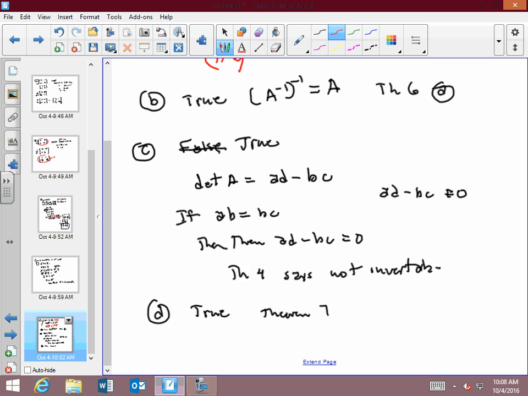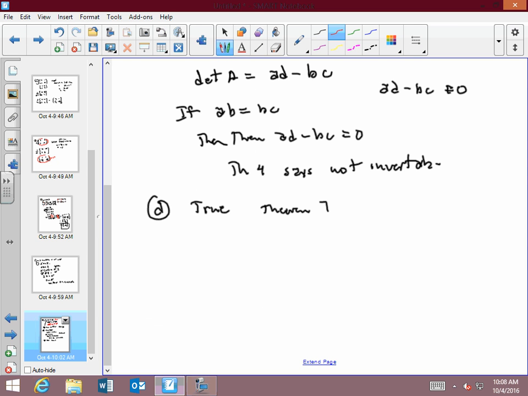E, if A is invertible, then the elementary row operations that reduce A to the identity IN also reduce. No, that statement is false, because E is false. Because it should say the row operations that take A to I will cause I to go to A inverse, not A inverse to I. Because that's what that theorem says.